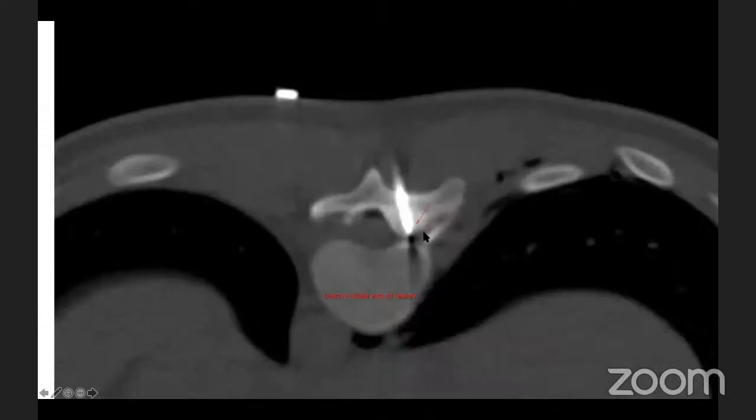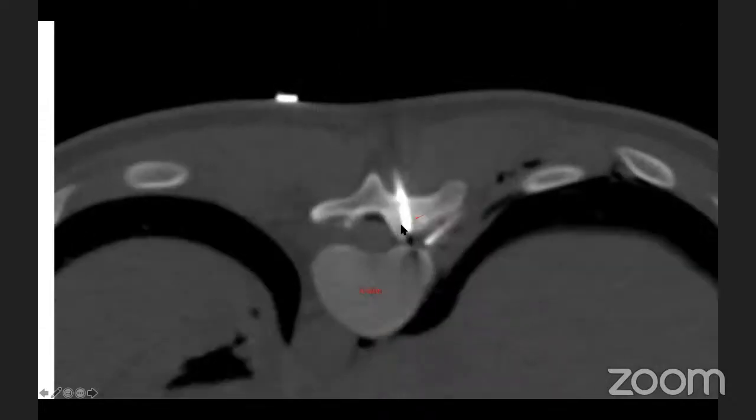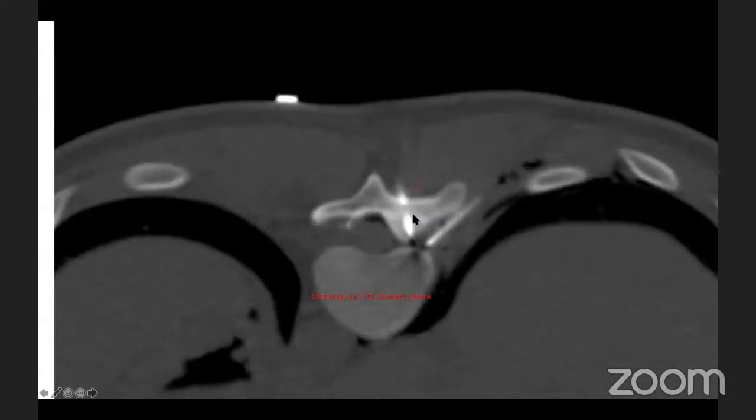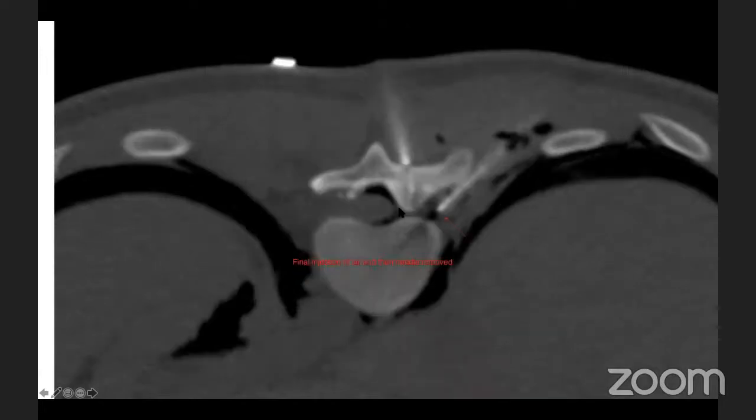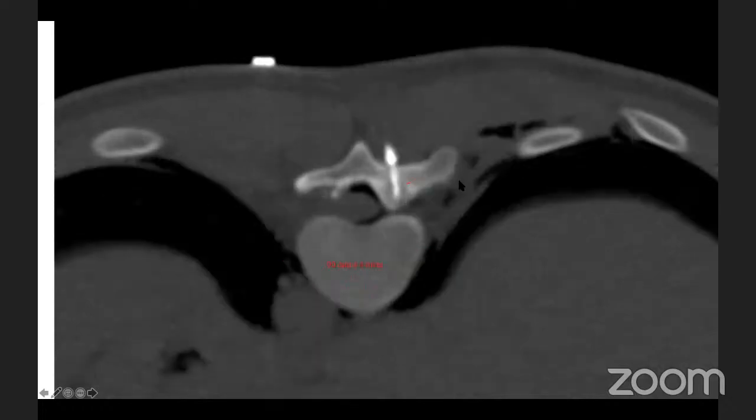As we went in, now I've gone with the 11 gauge needle, put in a K wire, transferred it for the shielded needle, and now that's the electrode inside. And you can see that I've got air in the foramen, I've got air in the epidural space, and these should be neuroprotective. Final injection of air, and then I remove the needle while ablating because I don't want too much metal to be present there. And then the ablation was done, 90 degrees, 4 minutes, and the patient is fine.